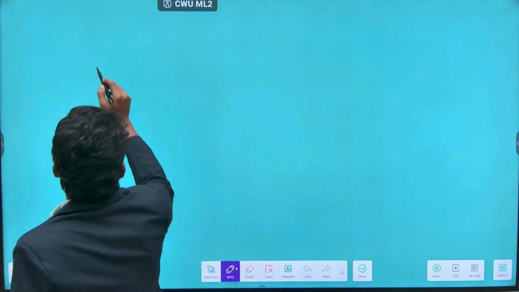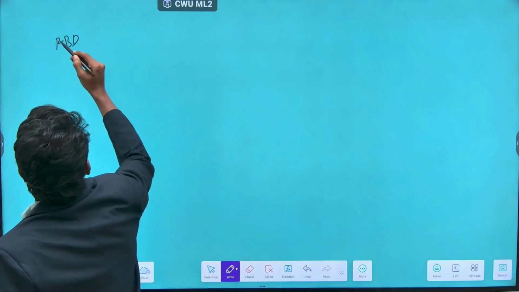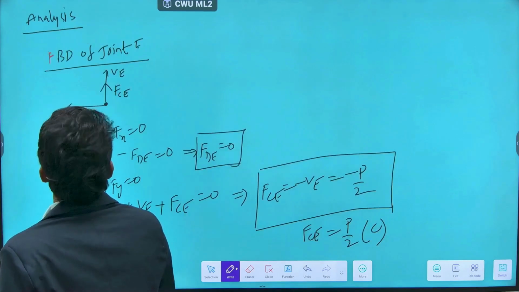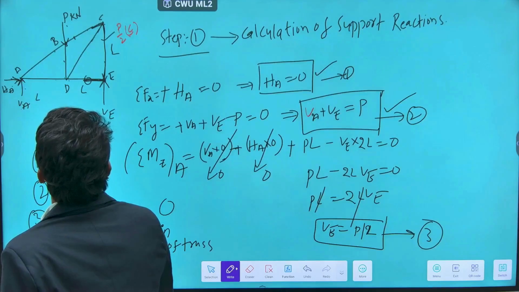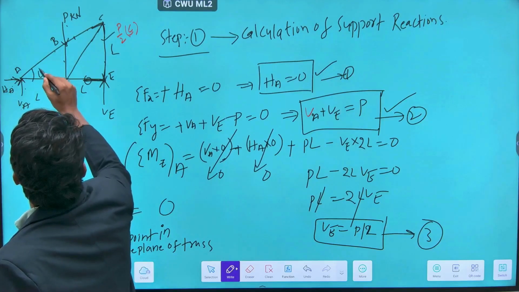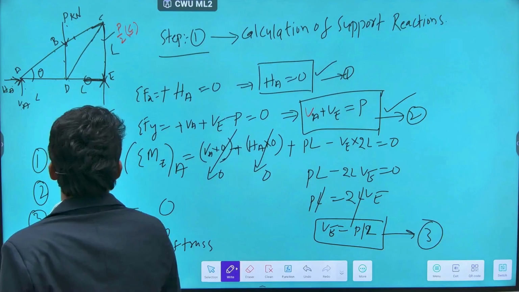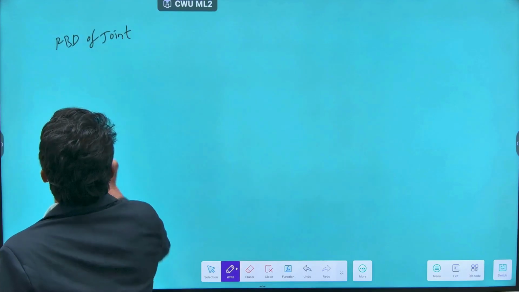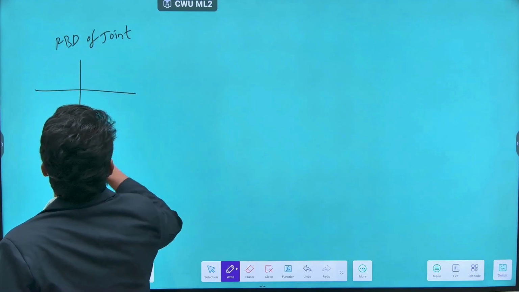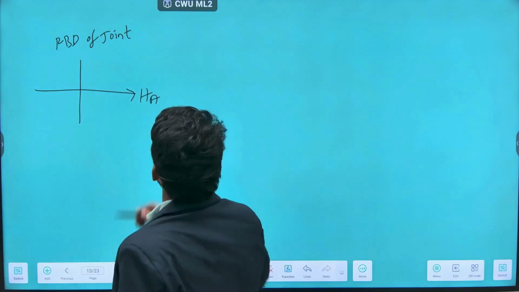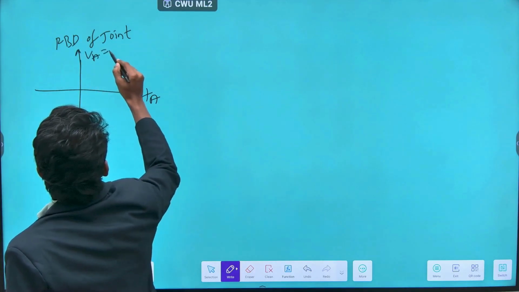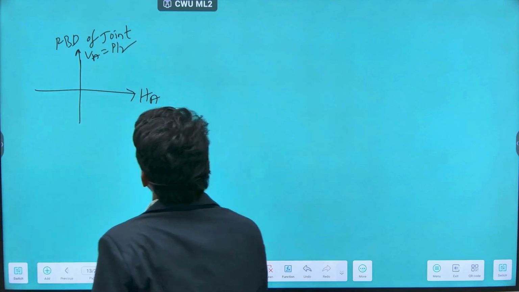So let us draw the free body diagram of joint A. So I have HA and VA. I have two forces, let it be theta. HA is 0 here, so I am not representing HA. So I have VA, which is P by 2 positive upward.